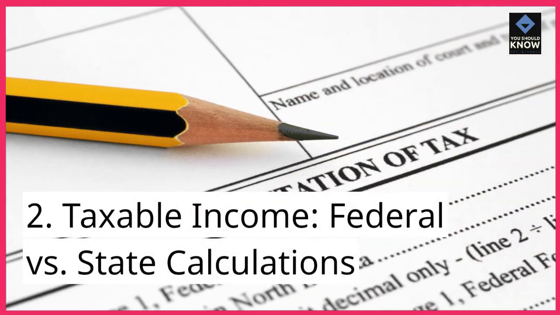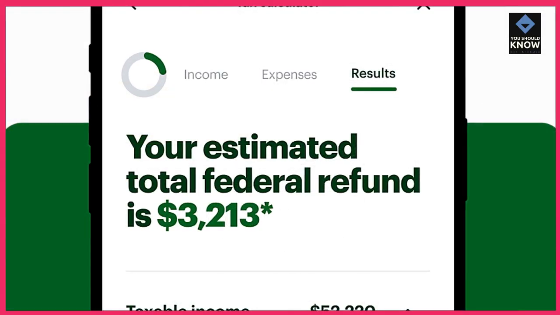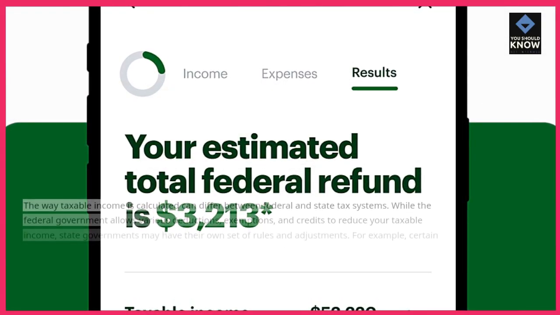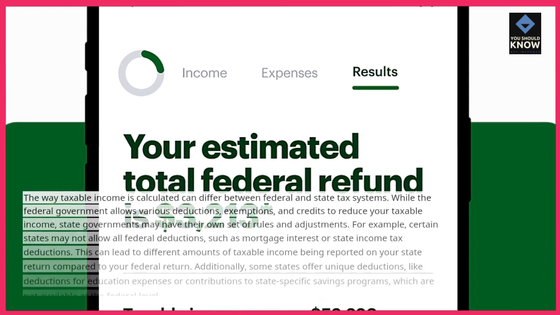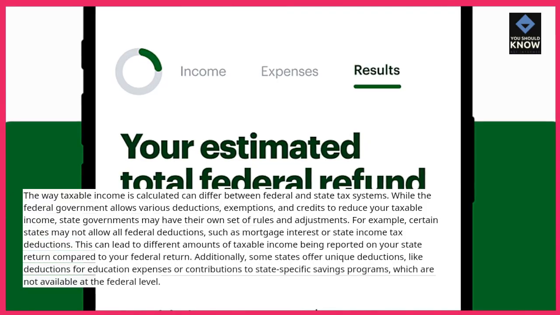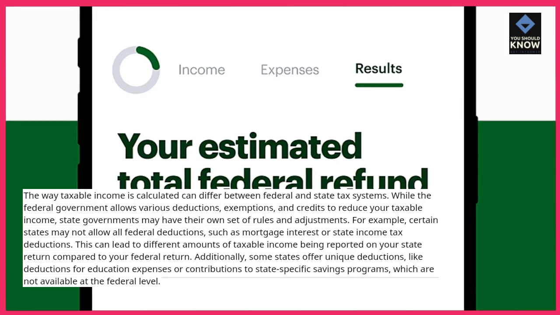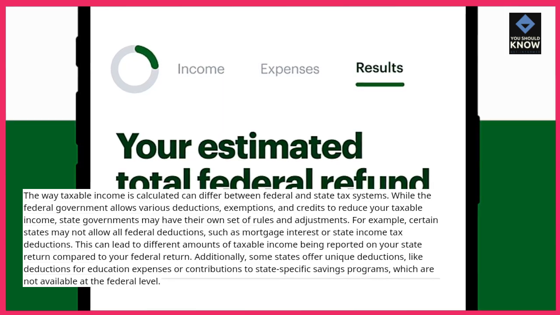2. Taxable income. Federal versus state calculations. The way taxable income is calculated can differ between federal and state tax systems. While the federal government allows various deductions, exemptions, and credits to reduce your taxable income, state governments may have their own set of rules and adjustments.